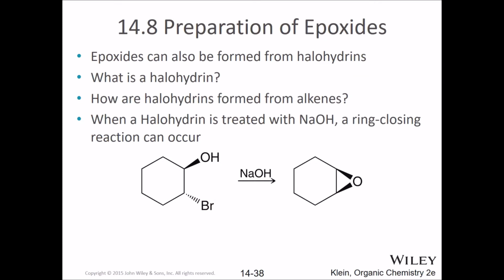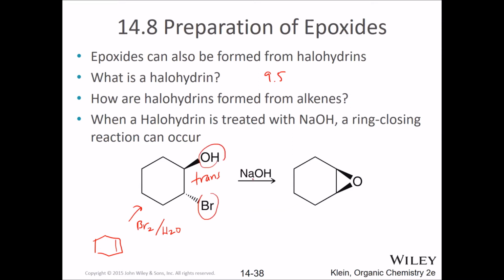Now, epoxides can also be formed from halohydrins. In chapter 9, I think it's section 9.5, we found that we can make a halohydrin by taking an alkene and doing Br2 and water. I don't even remember if this is on the next slide or not, so please forgive me. We learned the mechanism for that before too, and this is going to give us a trans halohydrin. Do you see that?